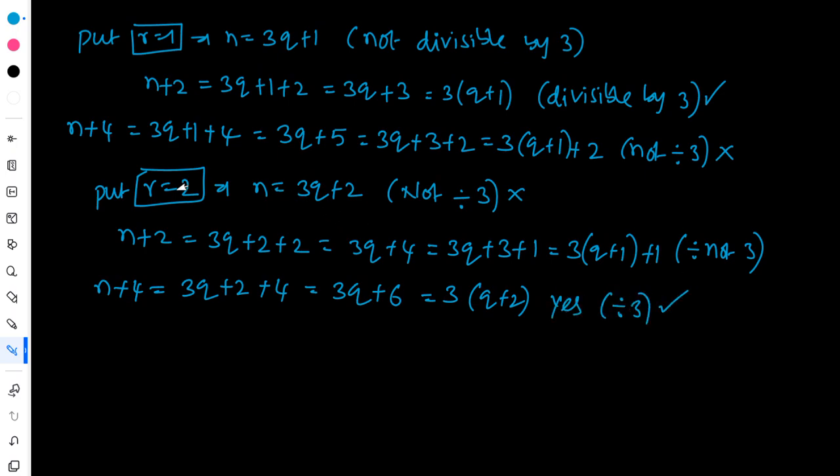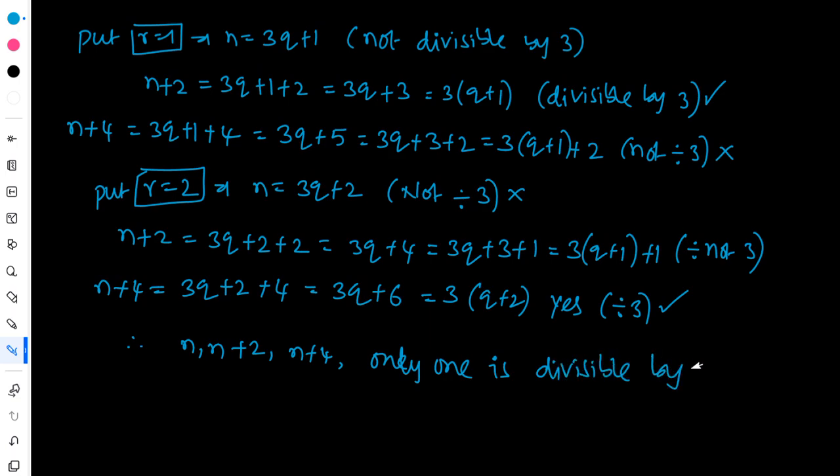So now when r equals 2, n is not divisible by 3, n plus 2 is not divisible by 3, n plus 4 is divisible by 3. So therefore among n, n plus 2, n plus 4, only one is divisible by 3. Okay, thank you for watching.